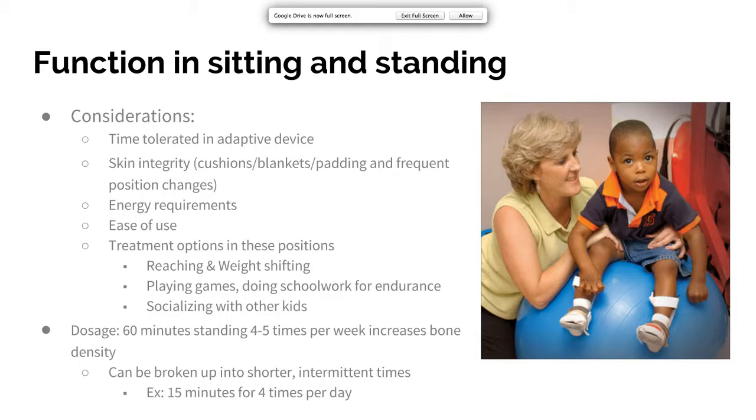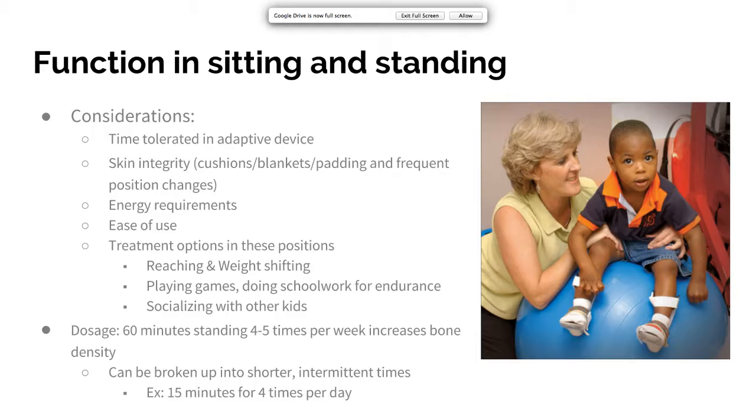Getting a child into sitting and standing presents many treatment options. You can have them shift weights and reach, play games, or even do schoolwork in these positions for endurance. Again, it is very important for them to socialize with other kids and adults, and being in these positions should help encourage that interaction. Also remember that if you do not have a sitter or stander available, you can help by supporting the children in those positions, similar to how the PT is in this picture.